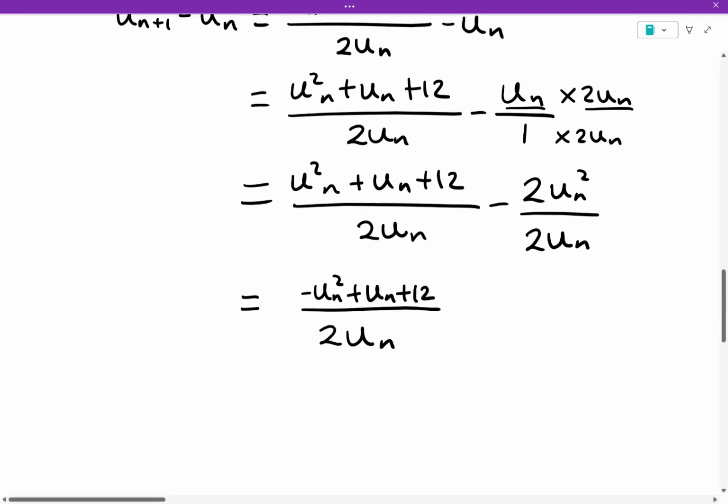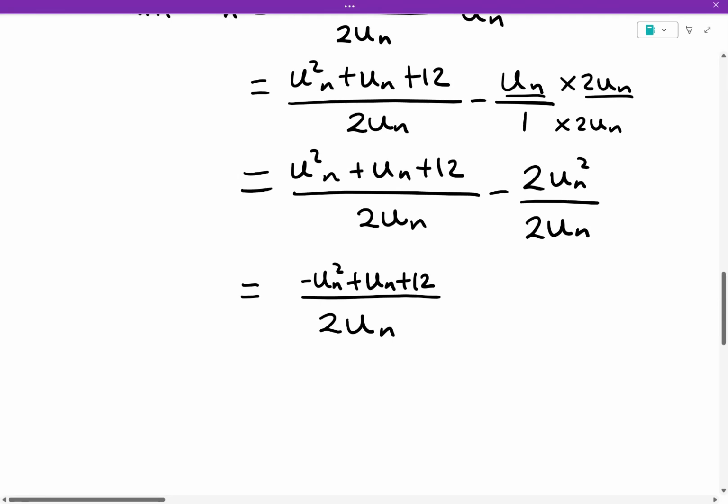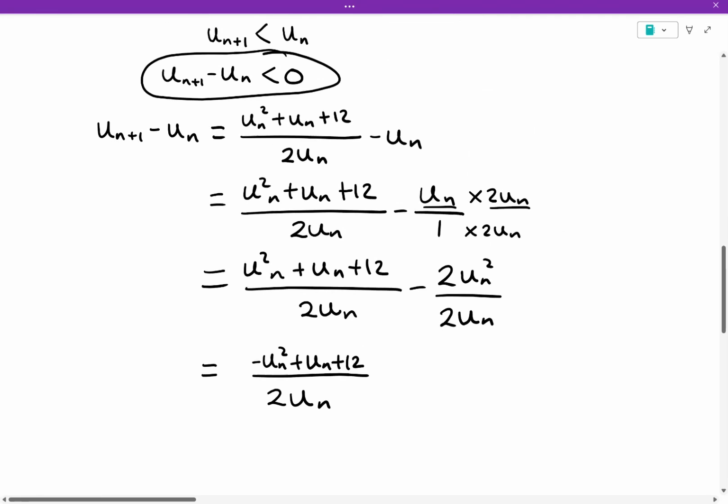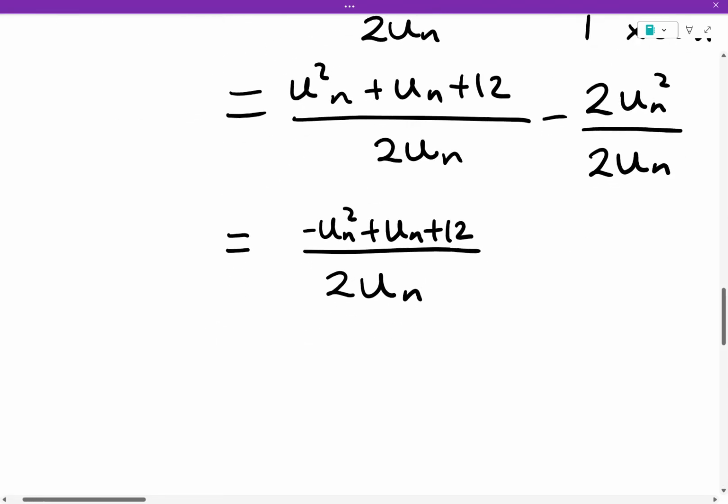So now we've got it written as a single fraction. I need to show this fraction is going to be smaller than 0. That's my goal. So to do that, I'm going to go and factorize my numerator. So I'm going to start by factorizing out the negative 1. I don't like the fact that that's in front of the un squared.